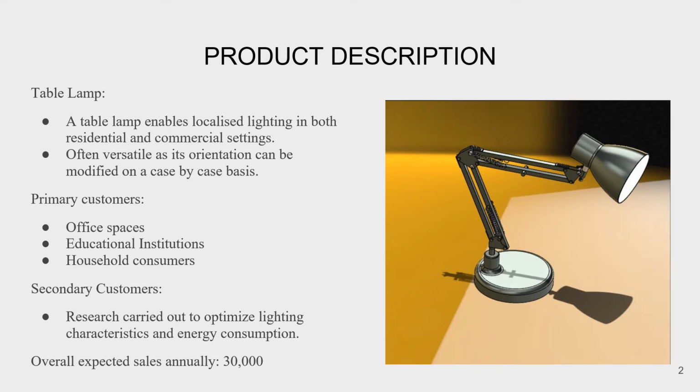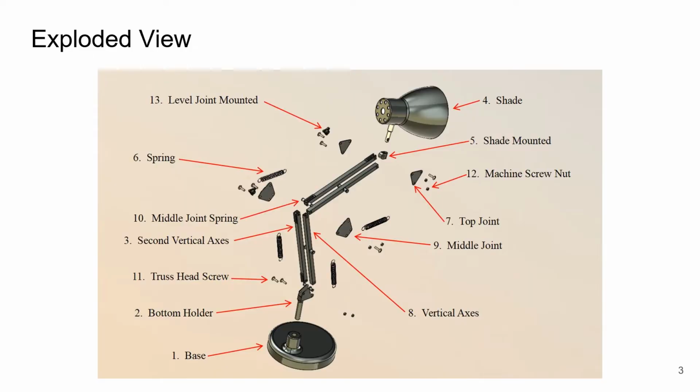Our primary customer group will consist of individuals in an office as well as a residential setting, and in educational institutions such as libraries, schools, etc. Our secondary customer group will consist of individuals who are trying to optimize lighting characteristics as well as energy consumption of lamps. Our total volume will be around 30,000 units per year, 25,000 for the primary and 5,000 for the secondary. This is the exploded view of the table lamp.